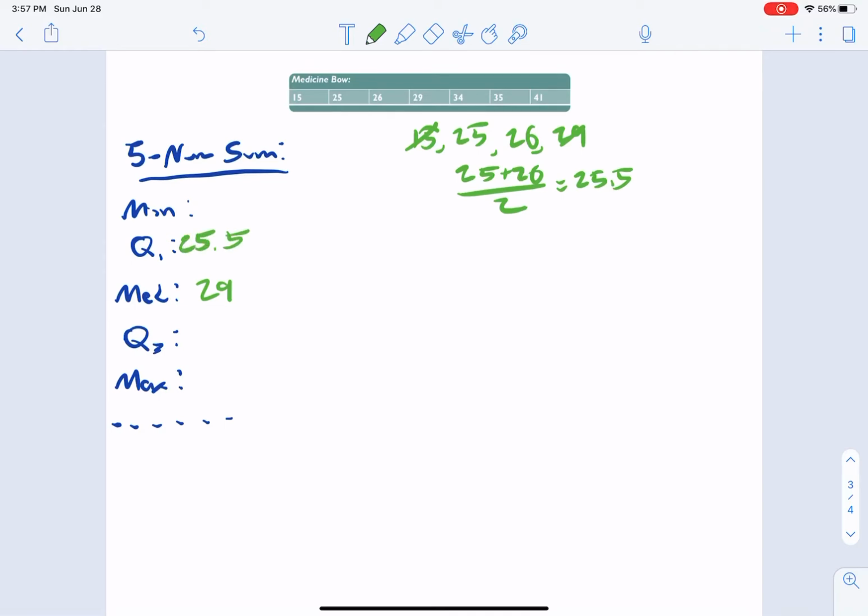Okay, same deal on the other end. So 29, that's our median. We have to include it. 34 plus, not plus, we're just writing out numbers. Okay, so that's that. So whittle away. Here we are, 34 plus 35 divided by 2 is 34.5. Cool. Look how fast that was.